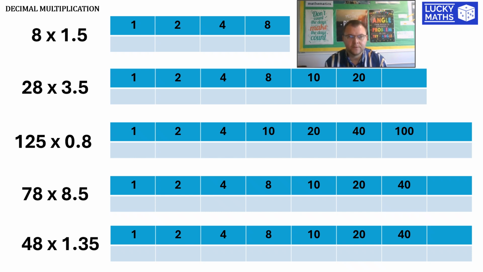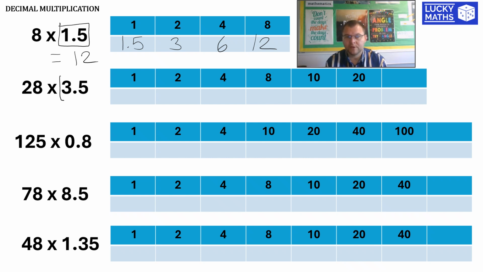If you want to do decimal multiplication, 8 lots of 1.5, if we know what 1 lot of 1.5 is, we can double that, and 2 lots would be 3, 4 lots would be 6, so 8 lots would be 12. So therefore, 8 times 1.5, 8 lots of 1.5, is equal to 12.